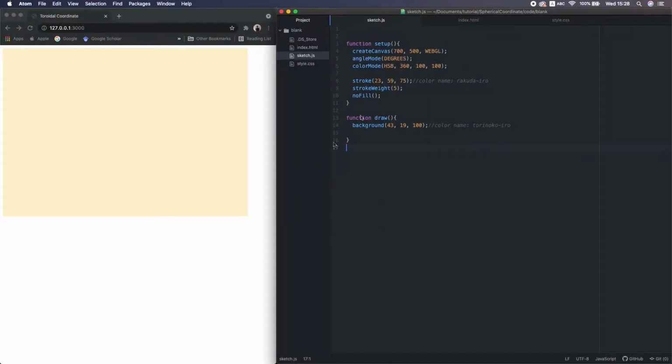So this is my blank oven, I mean sketch, but I already set some properties. First, I set the angle mode to degrees. By default, it's radians mode, which is no problem, but for now I set degrees mode to make it easier to make sense for many people. And I set the color mode to HSB for convenience. Then I set the stroke and the background to my favorite colors. So let's write the donut recipe here.